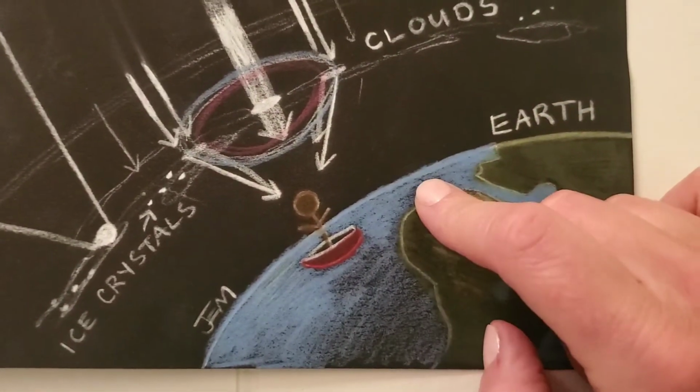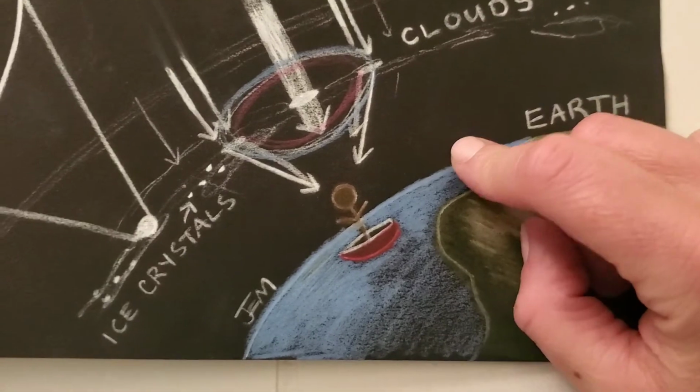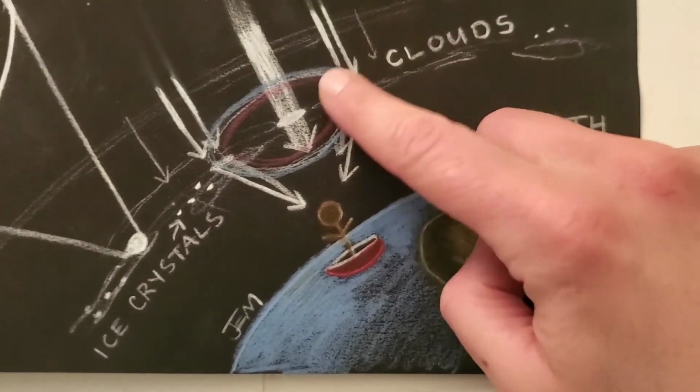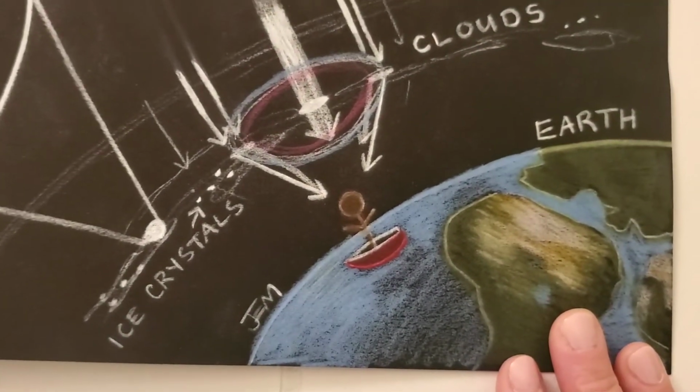If there was somebody beside us over here, they would be seeing some of that other bent light, but they'd be seeing sort of their own version of that halo, which is kind of neat.